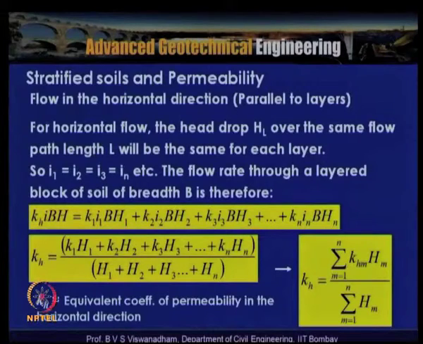When computing the flow in the horizontal direction as Q is equal to Q1 plus Q2 plus Q3 so on to Qn, by simplification KH is equal to K1 H1 plus K2 H2 plus K3 H3 so on to Kn Hn divided by H1 plus H2 plus H3 so on to Hn. This is a summation given as KH is equal to the sum over m is equal to 1 to N of Km Hm divided by the sum of Hm. So, KH is the equivalent coefficient of permeability in the horizontal direction. For determining the equivalent permeability when you have stratified layers and the flow occurs parallel to the layers, KH is equal to K1 H1 plus K2 H2 plus K3 H3 so on to Kn Hn divided by H1 plus H2 plus H3 so on to Hn.